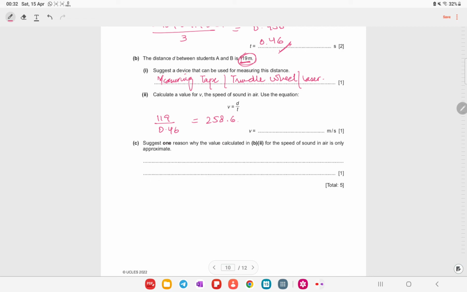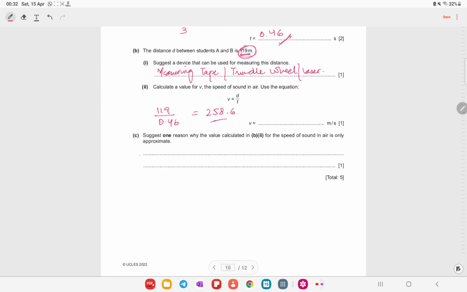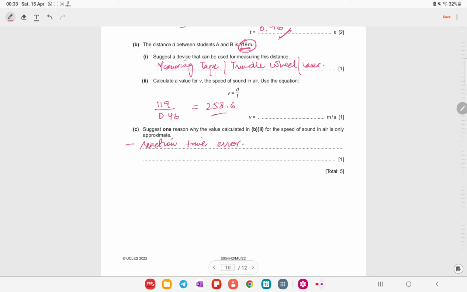Suggest one reason why the value calculated in B2 for the speed of sound in air is only approximate. So it's basically the reaction time error, because humans are involved whenever they have to start or stop a watch. Their reaction time may differ, because one student may perform the experiment very quickly, but the other student is going to perform it slowly. So there is basically the reaction time error.